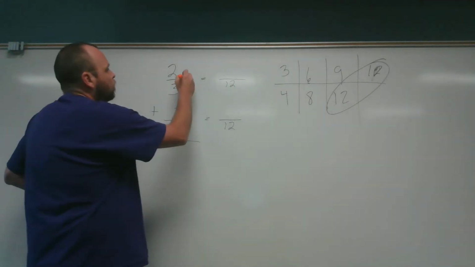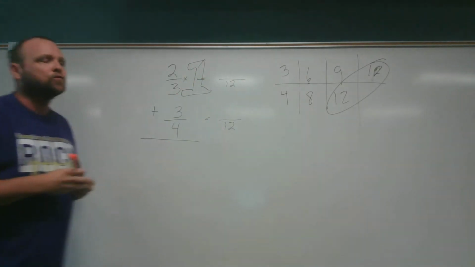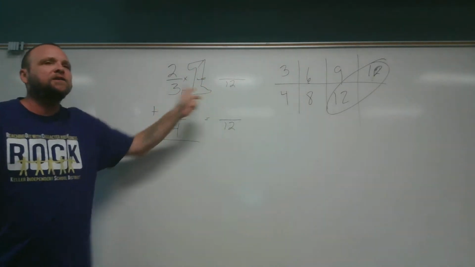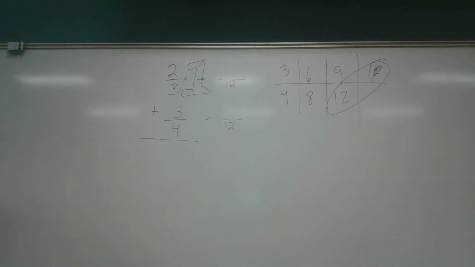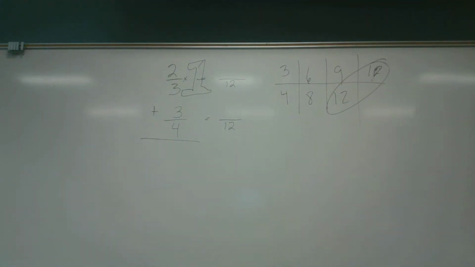All right, so I have to multiply by a fraction that equals 1. That fraction that equals 1 needs to give me a denominator of 12. That's how I pick my fraction that equals 1, because there are an infinite number of fractions that equal 1.